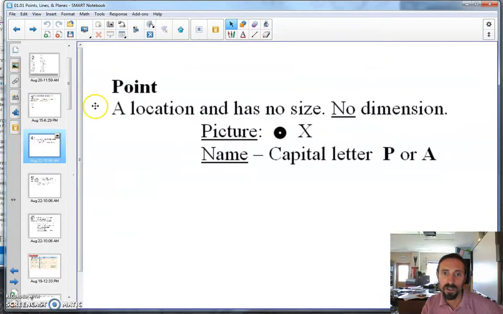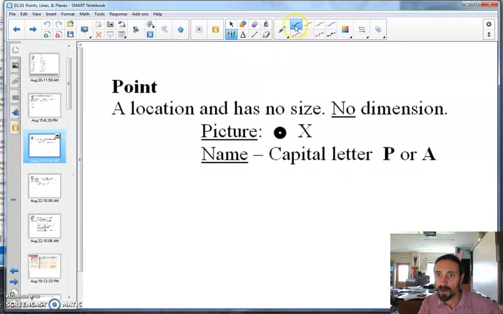Right? We all point at things. Of course, you know what it means to point, but in geometry, a point is a location that has no size, no dimensions. It's not even in the first dimension. It's just an undefined term. As far as a picture goes, we think of a point as a little dot, or sometimes it's used as an X. And again, the point would be right where the two lines come together that form the X.